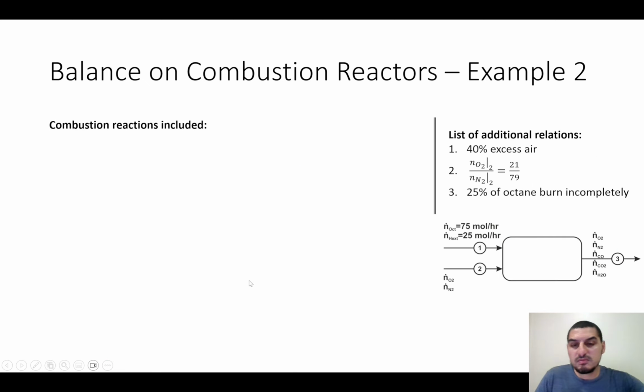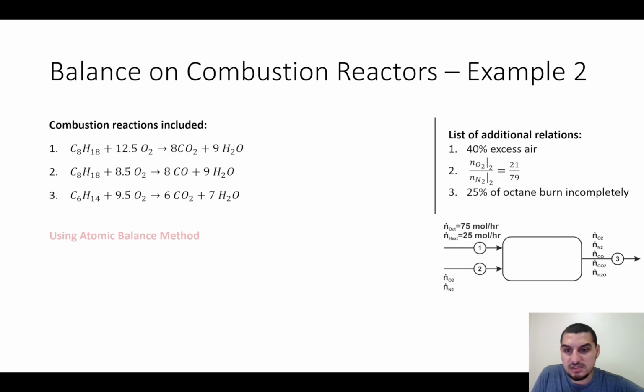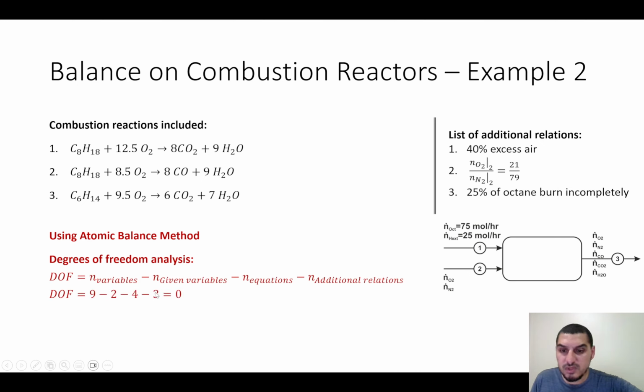We can also solve the same problem using the atomic balance method. Again, I'm just doing this to show you that you can get the same results. With the atomic balance method, if we do the degrees of freedom analysis, we will have the same number of variables, but we don't include the reactions, so it is just 9, and the number of equations is going to be different. We have oxygen, carbon, hydrogen, and nitrogen. So we have 4 equations.